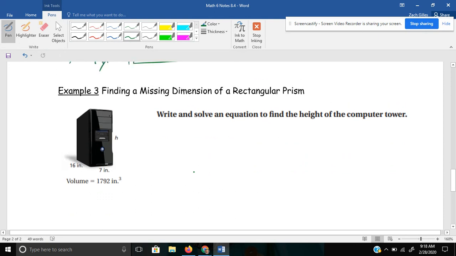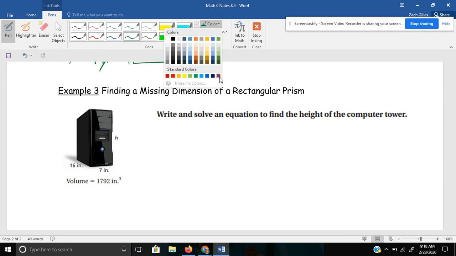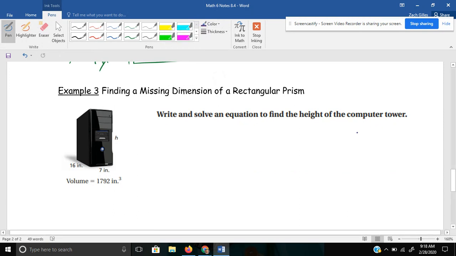All right, last example. It says finding a missing dimension of a rectangular prism, right? Write and solve an equation to find the height of the computer tower. All right, so volume equals length times width times height. Let's use this formula to solve for the missing dimension, which is the height. They tell us the volume is 1792. That needs to equal our length, which is 7, times our width, which is 16, times our height, which we don't know. We need to figure that out.